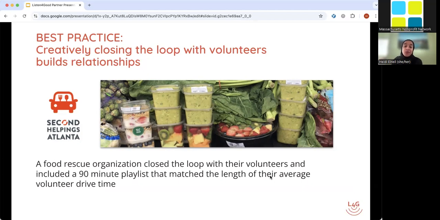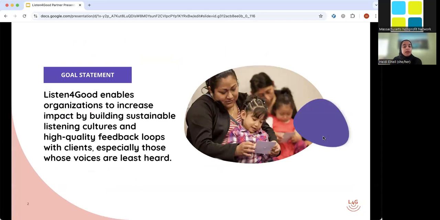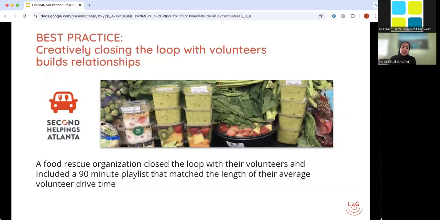And they said, hey, we really value your time. Here's something we made for you. And they just included that in their Closing the Loop newsletter. I think that was just such a cool way of sharing back some information and letting their volunteers know how much they value their volunteers' time. So I love that example. So those are some things to keep in mind as you're going through this process.